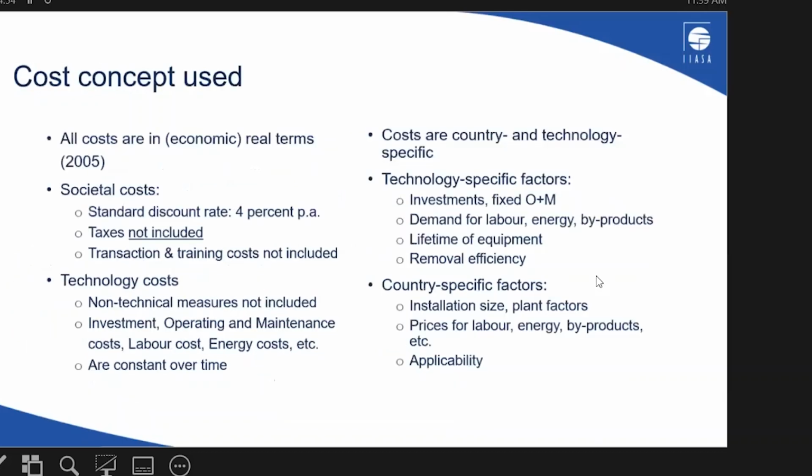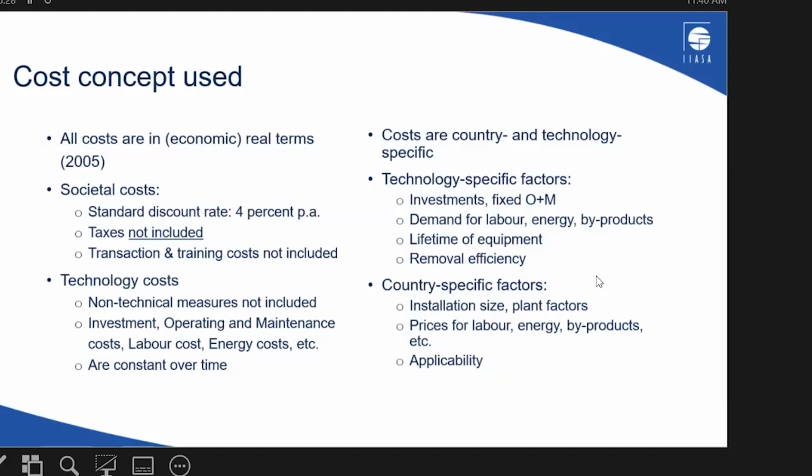Now coming to the cost, as I said, for each control technology or policy measure there is a cost associated with it. In the GAINS model, all costs are in economic real terms, 2005 cost. These are the societal costs, and we are using a standard discount rate of 4% per year. Sometimes there are options available if you are analyzing the cost from the private perspective, so you can also use a 10%, 15% or 20% discount rate.